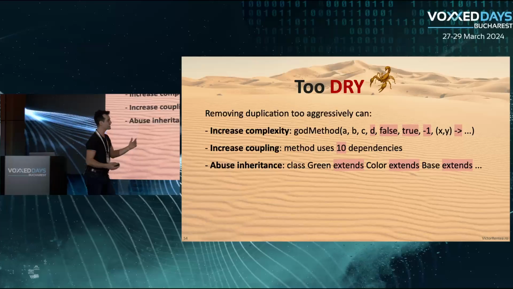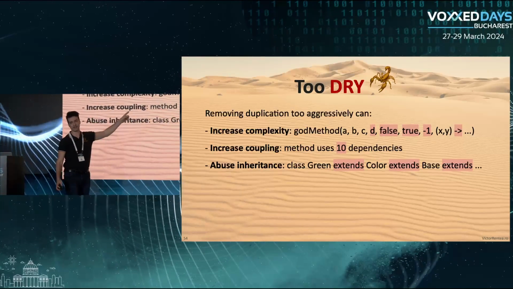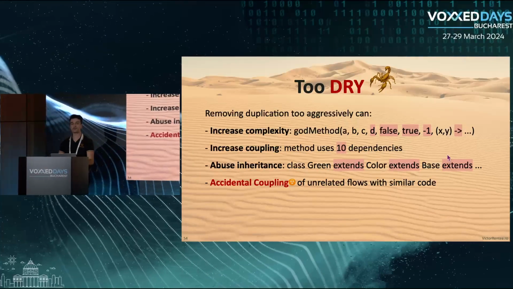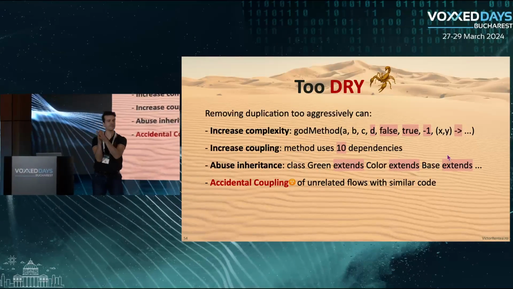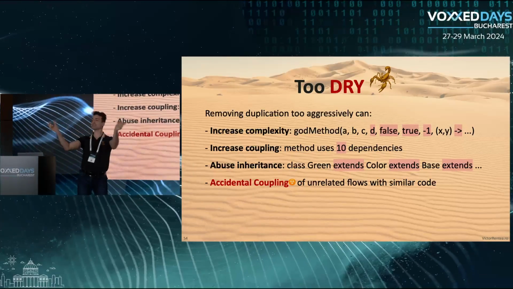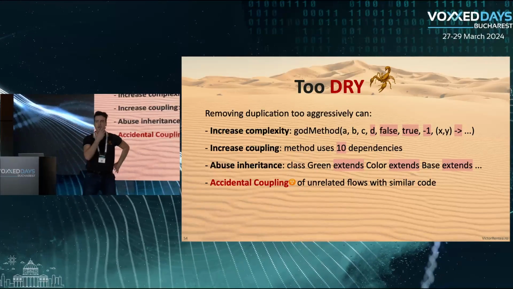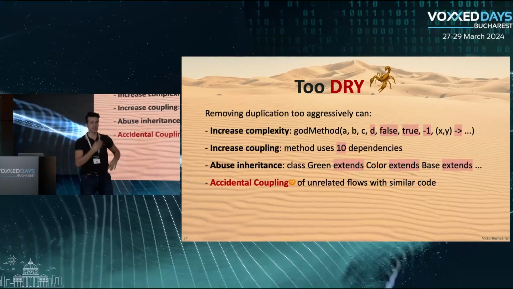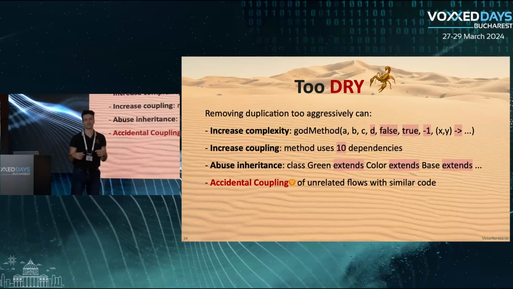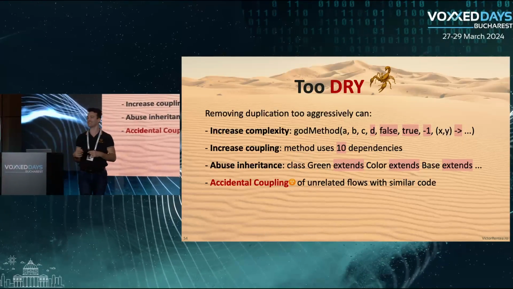Going too far, again, can harm. Actually, it's worse if you do that. And the worst that can ever happen is to have, imagine, two unrelated flows which are very similar in 10 lines of code. You look at the two unrelated use cases and you say, duplicated code, and you extract a method, coupling two flows that should not change together, that will change independently.